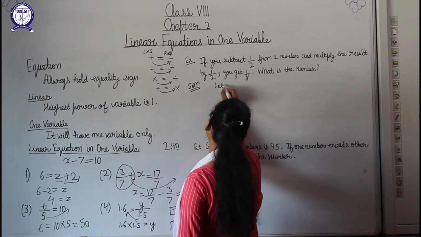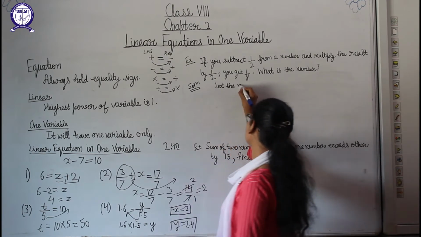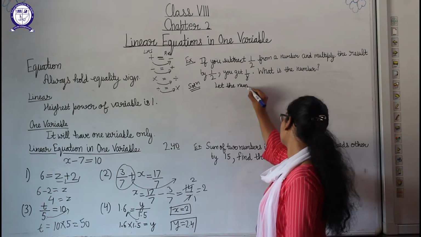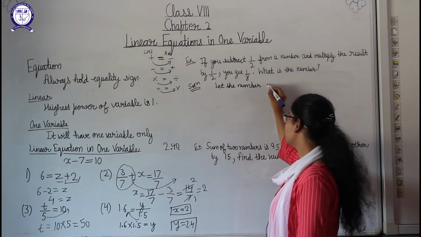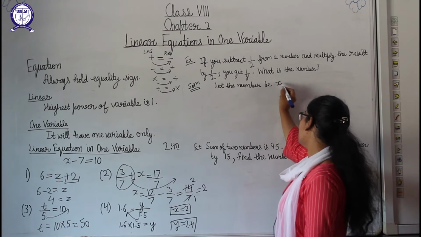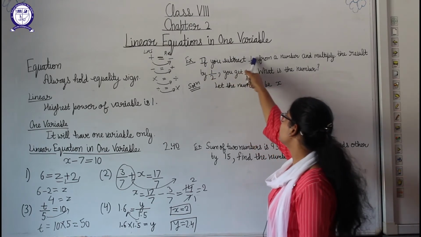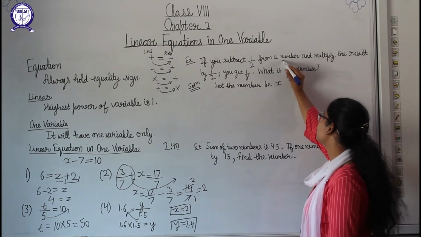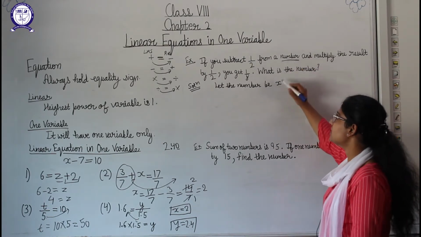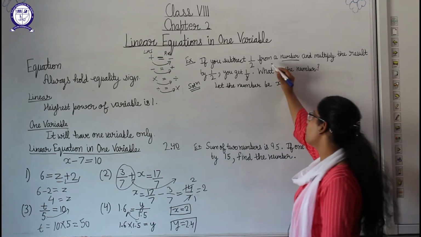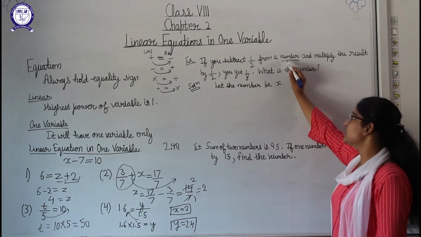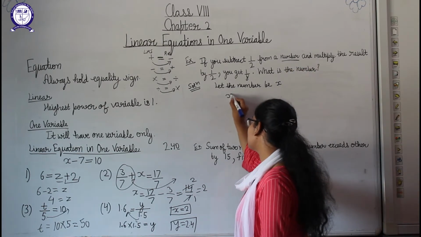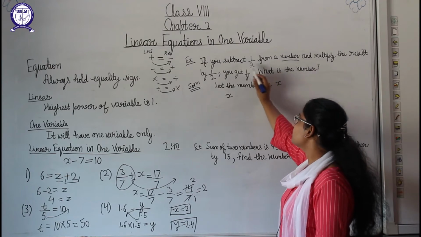So let the number be x. Okay, now it is said that if you subtract 1 by 2 from a number, we have to subtract 1 by 2 from a number. And what is the number? X. Okay, from means the term which is after from, we will write it first, and the number we let is x. So we will write x first, but we have to subtract 1 by 2.